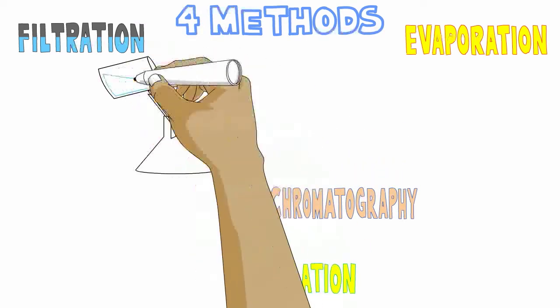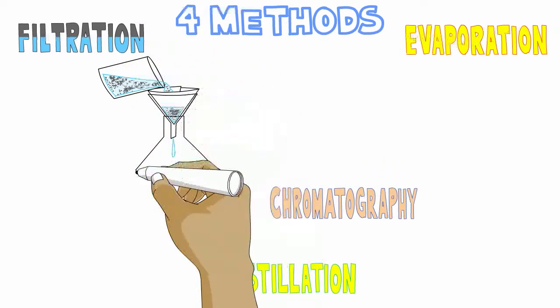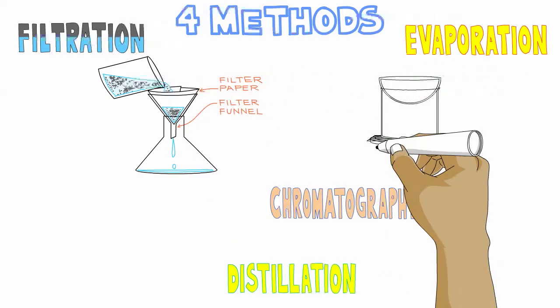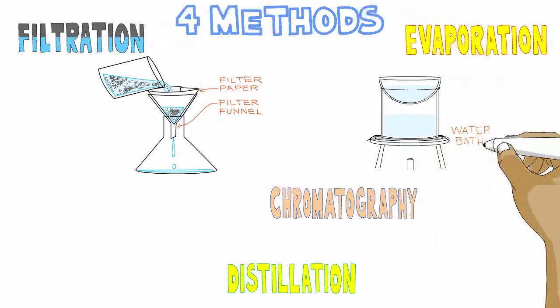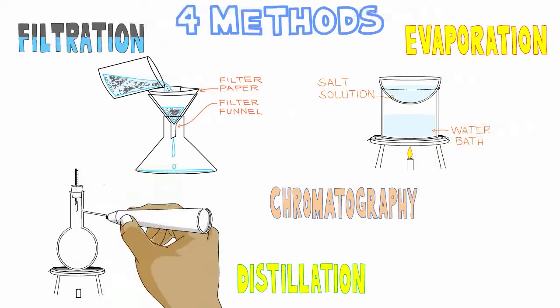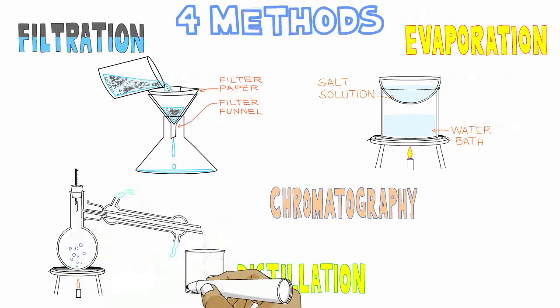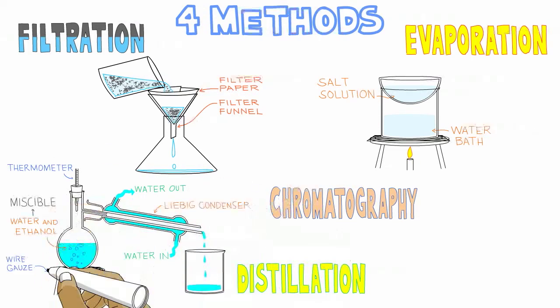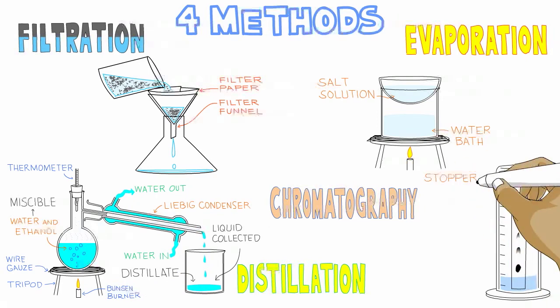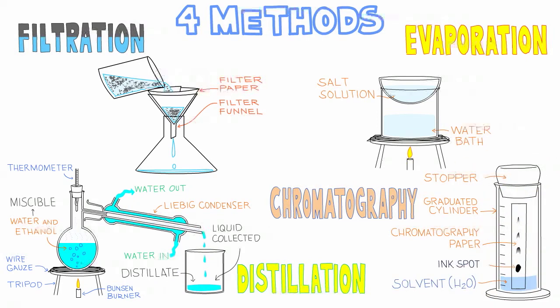Filtration can be used to separate a mixture of an insoluble solid from a liquid. Evaporation can be used to separate a mixture of a soluble solid from a liquid by boiling off the liquid. Distillation can be used to separate a mixture of two liquids that mix together, but have different boiling points. Chromatography can be used to separate a mixture of soluble substances.